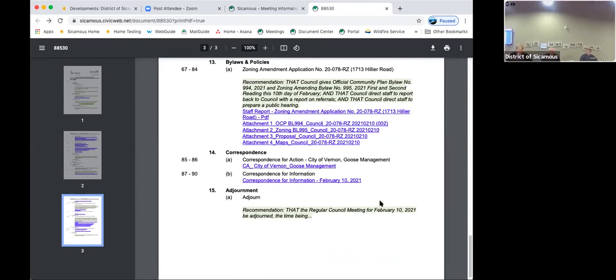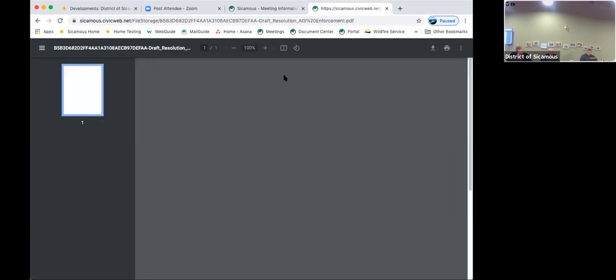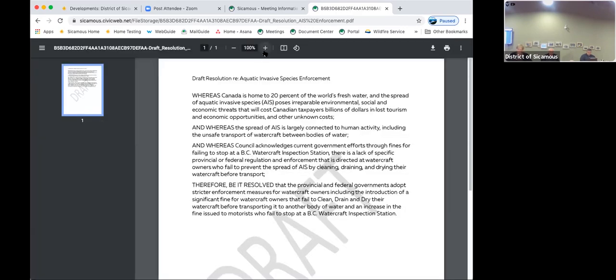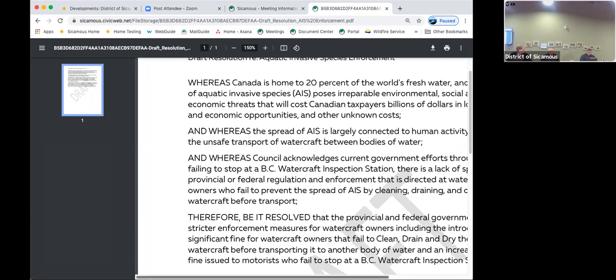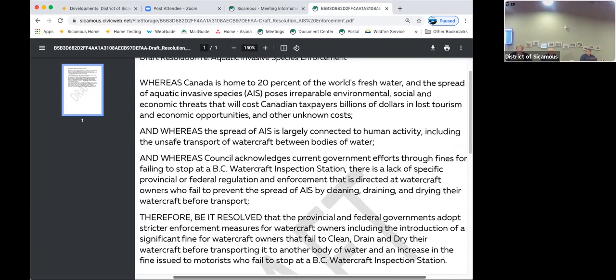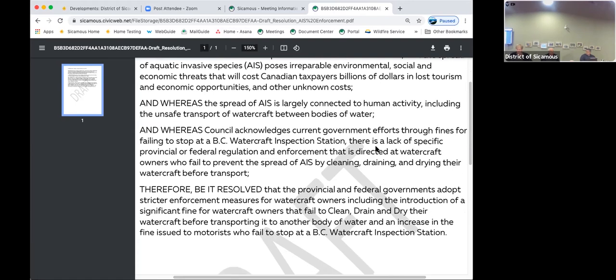Your last line, be it resolved to clean, drain, and dry watercraft before transport to another body of water increases the... but you're talking about be it resolved that the provincial and federal governments adopt stricter enforcement. So you're talking about all governments, but your last line says BC watercraft. They do have a border, because when I went to Saskatoon, there is a border check in between Saskatchewan. Okay, so we should change that. So just take out BC at a watercraft inspection station. Okay.